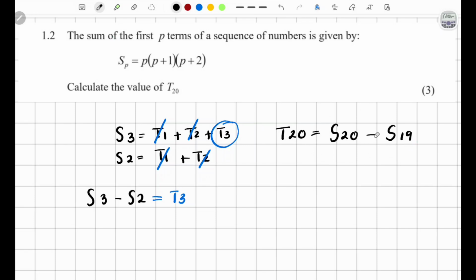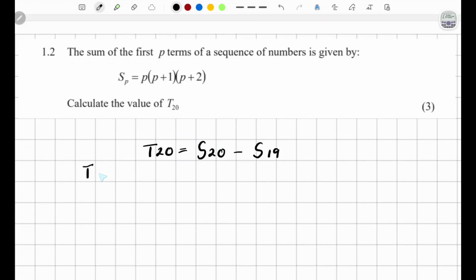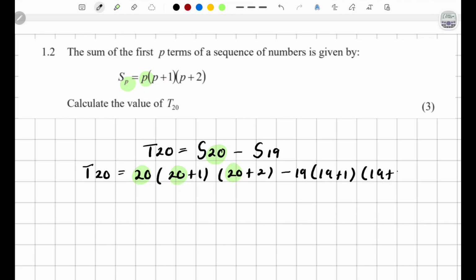Okay, so that's what we're going to do. So let's go ahead and substitute. Term 20 is going to be equal to the sum of 20 terms. So every time you see P, right, you're going to replace that with 20. So that's going to be 20 multiplied by 20 plus 1 multiplied by 20 plus 2. And we need to take this and subtract it by the sum of 19 terms. So every time you see P again, replace it with 19. So we're saying 19 times 19 plus 1 times 19 plus 2.